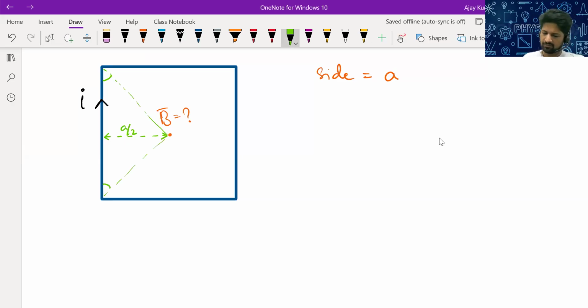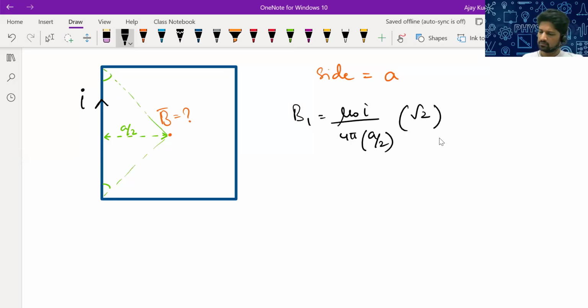45 degrees and 45 degrees. So the field produced by one of the wires will be mu naught I by 4 pi. In place of x, you write a by 2. Cos 45 plus cos 45. 1 by root 2 plus 1 by root 2 becomes root 2. That's all. So the 2 and root 2 will get cancelled. Mu naught I divided by root 2 pi a. That's the magnetic field produced by one wire.